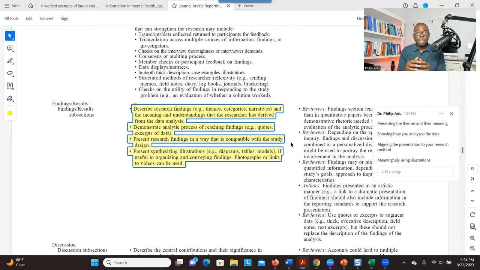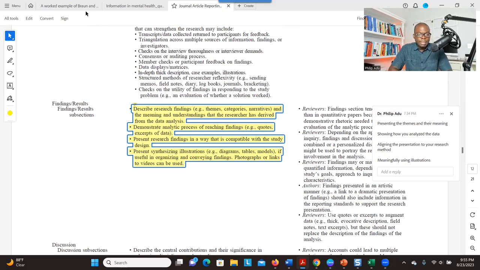The last tip that was provided is you can use illustrations. You have to make sure that the illustrations that you are using are meaningful, they are adding value to the information that you are communicating. They are helping your audience to better understand the information that you are sharing. So you always have to be choosy when it comes to presenting tables, diagrams, models. Try to make sure that you explain the table, you explain the diagrams that you are presenting. So these are the four things that you have to think about when you are presenting your findings.